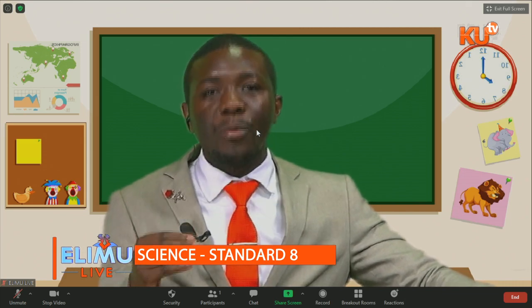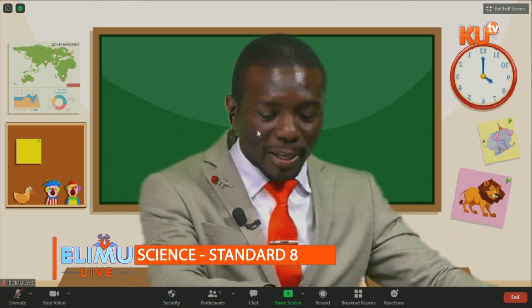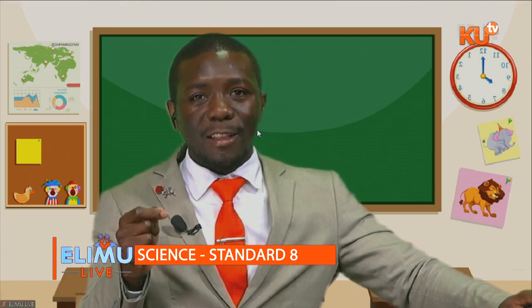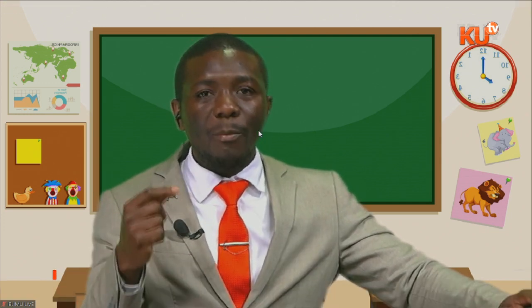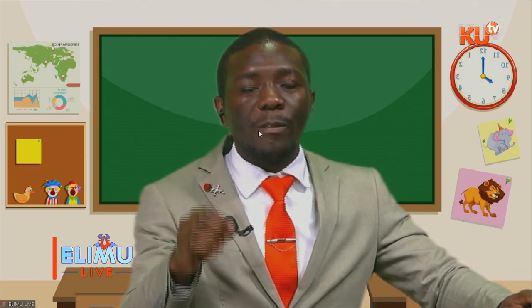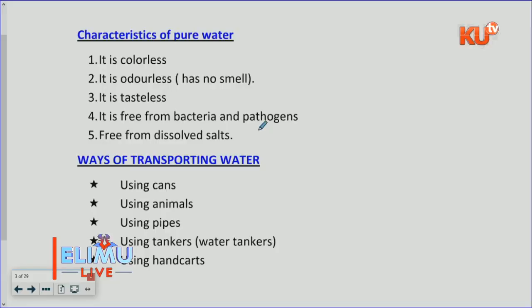So we have pure water that we learned about in class 1. This pure water has some characteristics. And these characteristics, there is a book called Mental Science, the unit for water, number 1. They mention something like that. Which one of the following is a characteristic of pure water? So let us look at these characteristics.